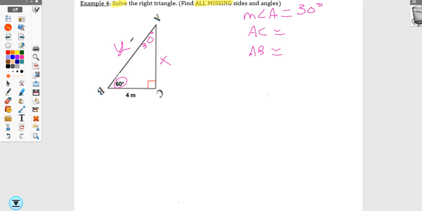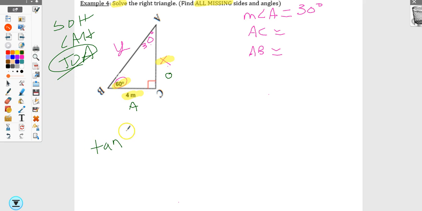So now we have to figure out which one we want to find first. And it doesn't matter which one you choose. I am going to choose to use 60, X, and 4 for my first ratio. So when I do that, now I know what my angle is. So that means that X is going to be opposite and 4 is going to be the adjacent piece. So again, I look at our trig functions, SOHCAHTOA, to help me figure out which one I should use. I have O and I have A, so that means I need to use tangent.